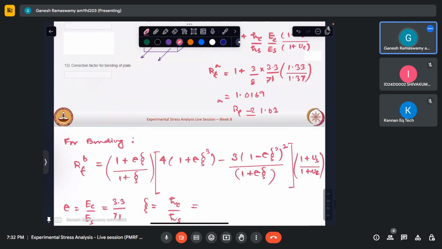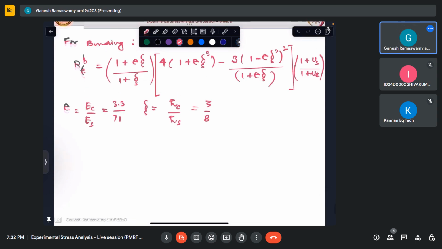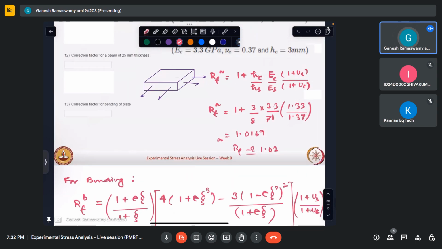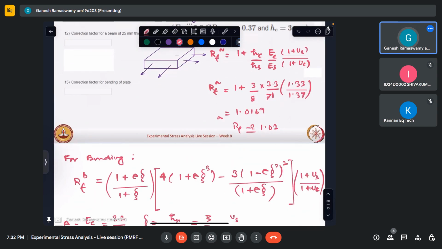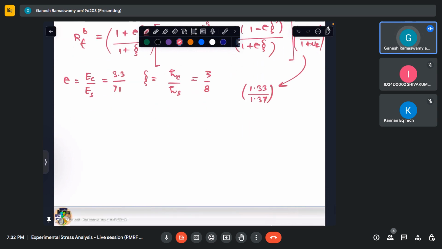So this value is over here. It is just a matter of substitution. So anyway, let me do that for the sake of completeness. So this is 1 plus 3.3 by 71 into 3 by 8, by 1 plus 3 by 8, into, okay, this is becoming a little unwieldy.